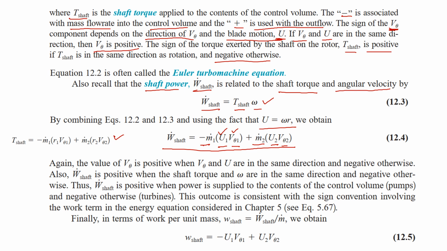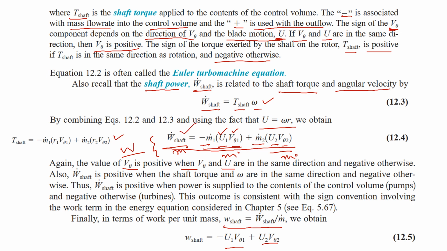Further, we can also write them in terms of the specific power, that is the power per unit mass flow rate, in terms of the shaft work per unit mass. If we divide this whole equation by m dot, we get the shaft work involved in this scenario, and that shaft work can be obtained in terms of these two velocities as we discussed. And again, v theta is positive when v theta and u are in the same direction, and negative otherwise.